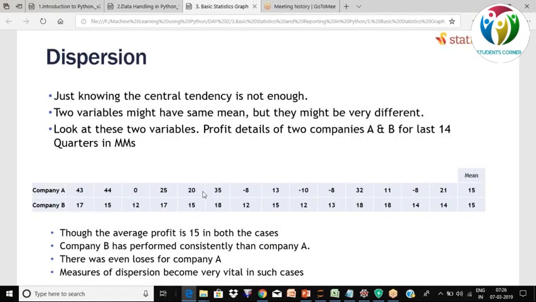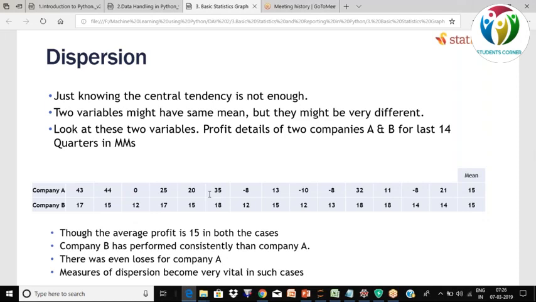Because sometimes what happens is, whatever data you have, let's say this is company A, and let's say this is the stock price. The mean stock price is coming to 15. For company B, the mean stock price is coming to 15, if you're going by the average method.